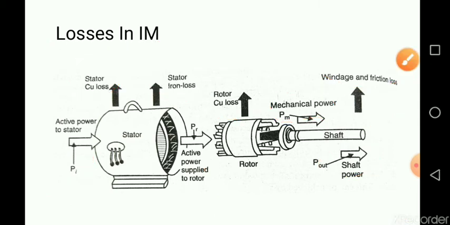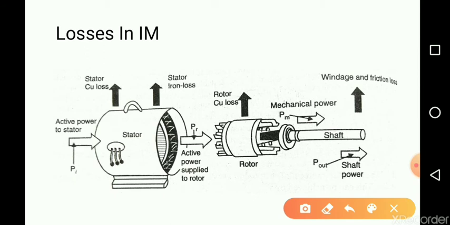Now we'll see which are the constant losses and which are the variable losses. The stator copper loss and the rotor copper loss are the variable losses. These losses are dependent on the load, meaning as the rotor current increases, the stator current also increases. So that's why these losses are the variable losses.